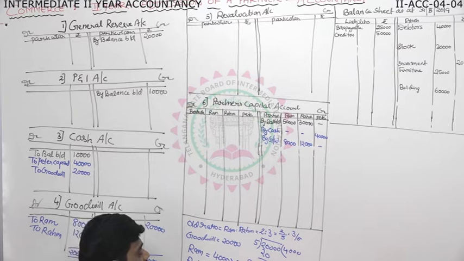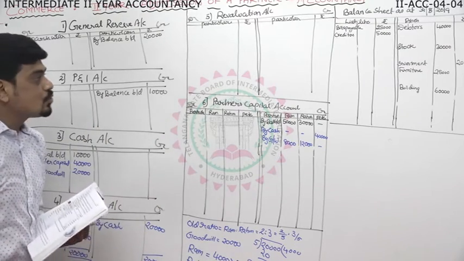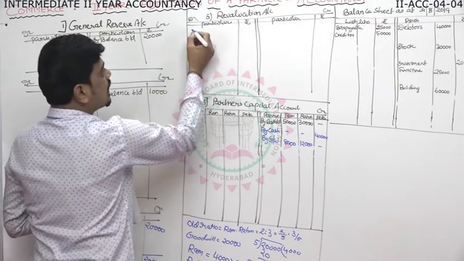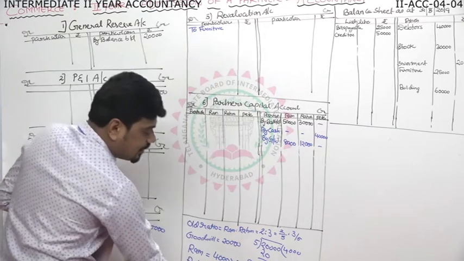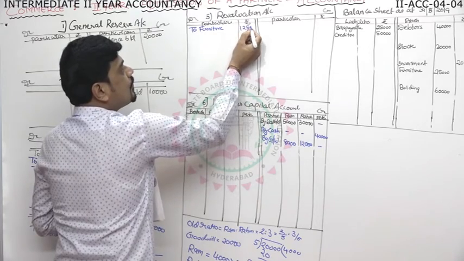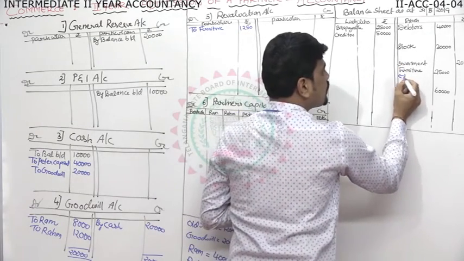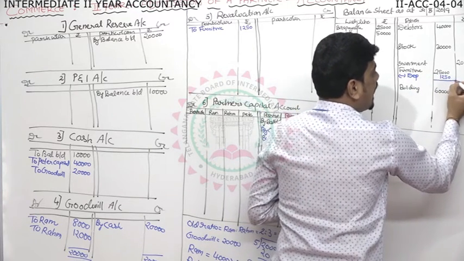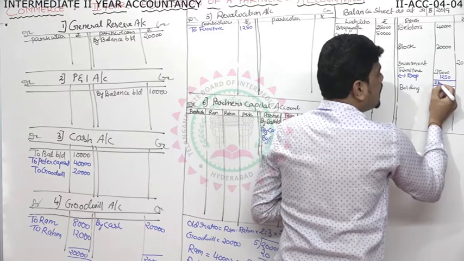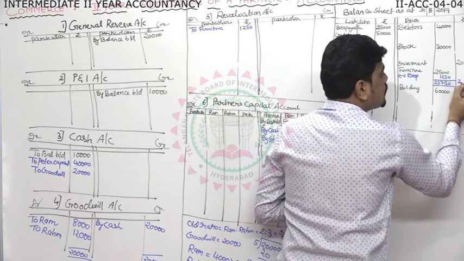Depreciation on furniture. What is the amount of furniture we have? 25,000. 5%, 5 by 100, 0 cancelled, 1250. So depreciation on furniture is 1250. First we'll go to revaluation account, to furniture. Decrease in value of an asset is debited to revaluation. So 1250. Second, I'll come to furniture, minus depreciation 1250. If I subtract, I get 23,750. So I'll post it.